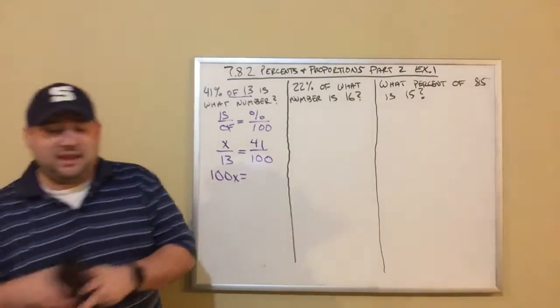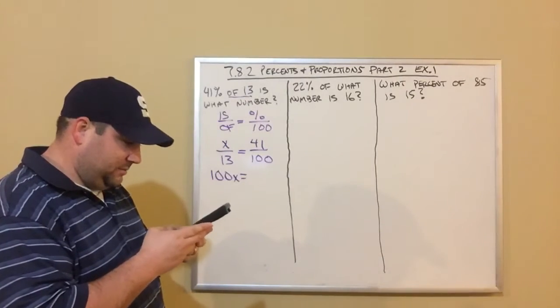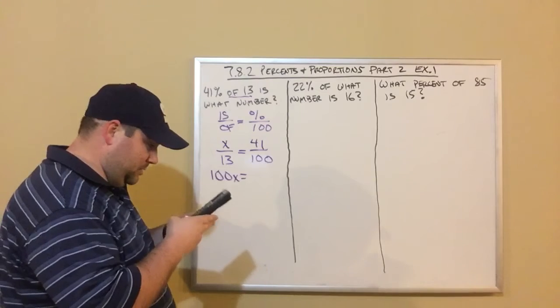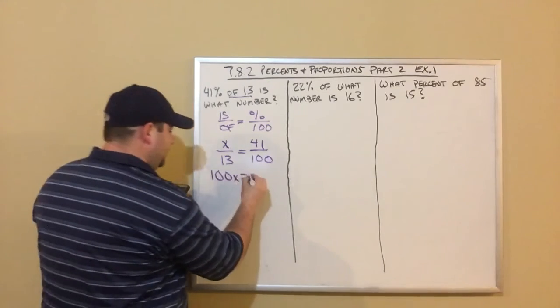So I'm going to grab my calculator here. 13 times 41 is, oh, I wrote the wrong thing. 13 times 41 is 553.